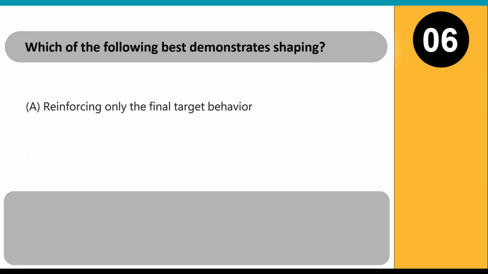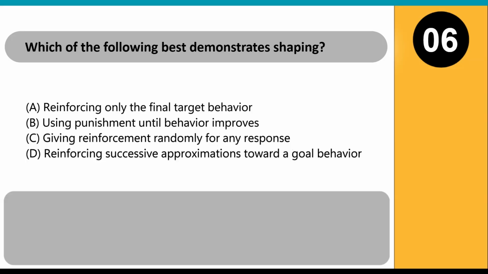Which of the following best demonstrates shaping? A. Reinforcing only the final target behavior. B. Using punishment until behavior improves. C. Giving reinforcement randomly for any response. D. Reinforcing successive approximations toward a goal behavior.